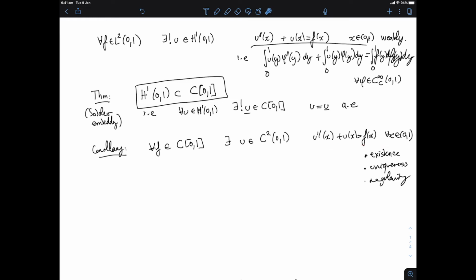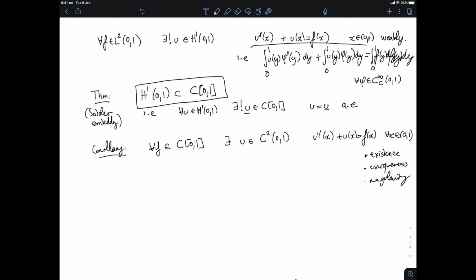And then once you have that, you can ask questions such as, do I really have uniqueness within that space, which is a much smaller space? But we won't discuss this type of question of uniqueness. This would also require a discussion of boundary values, which we won't do here.